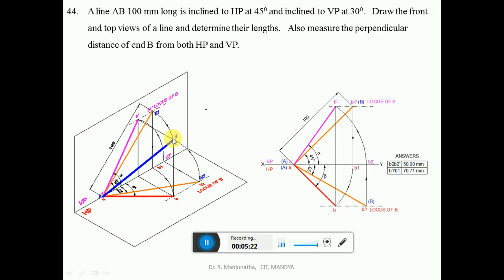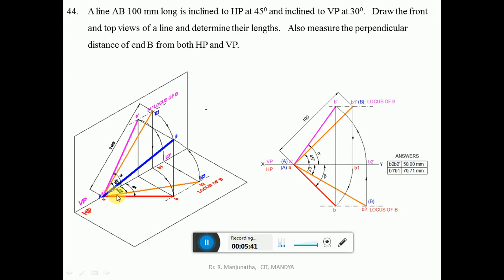So you are going to get this point B. Then mark this point as capital B and join A to B. This is the actual line in space. But when you are rotating in space, what happens? The image will also get rotated in the vertical plane. How? We are going to see that now.